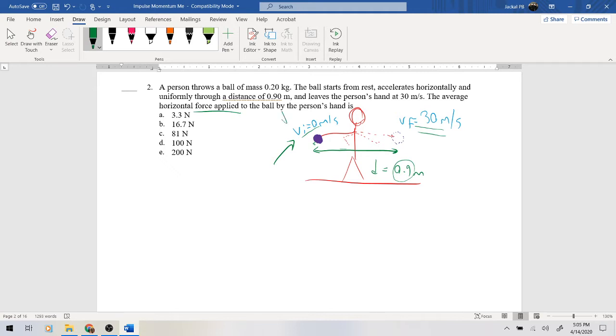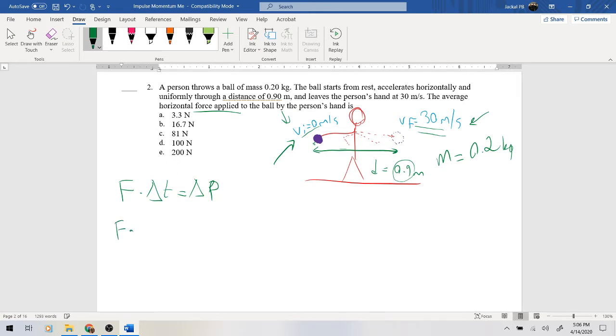In this case, we know the initial velocity, we know the final velocity, and we also know the mass of the ball. It is 0.2 kg. So you know initial and final velocities, and mass. That means you know the change in momentum. And then they're asking for a force. So you should directly think about F delta t equals delta p, or change in momentum.